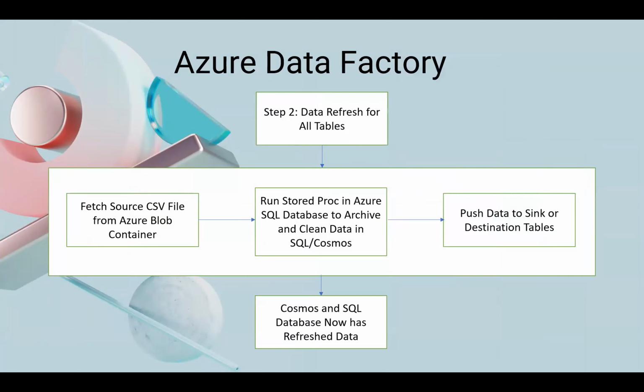Step 2: now that we've got our data, we have to copy this data from the source to the destination or sink, which is Cosmos DB and SQL database. Before the copy operation is performed, we'll execute a stored proc to archive and clean the SQL data before each pipeline run. This is done to make sure that the data refresh for all our downstream systems is performed with new data, and old data won't mess with our visualization and analytics.